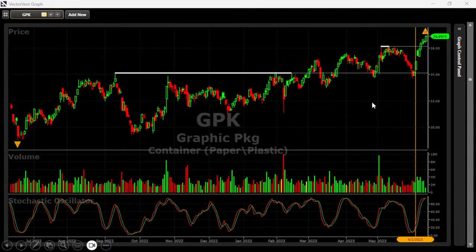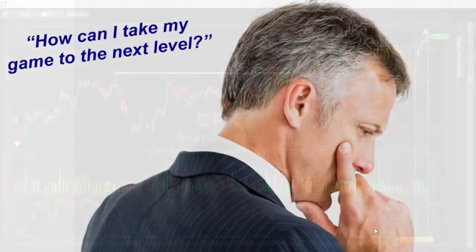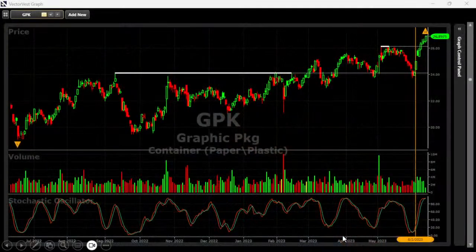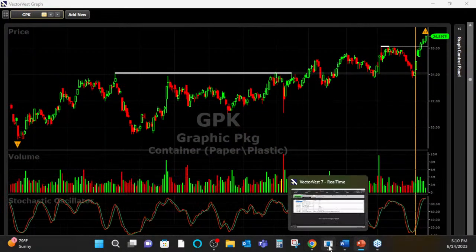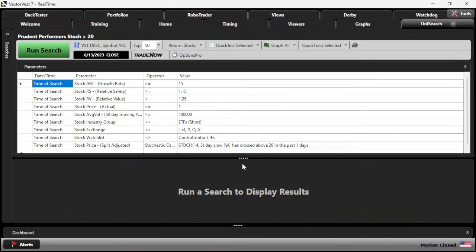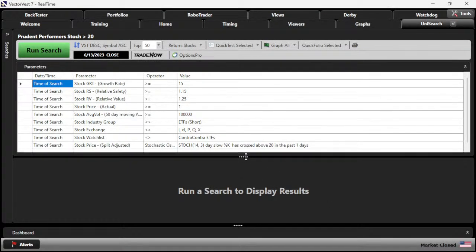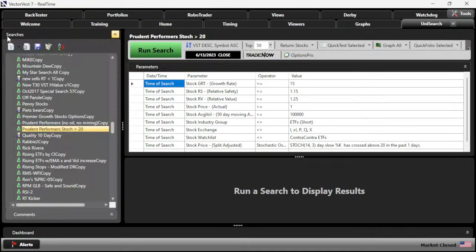Here's another one. Perfect. GPK. Stock goes from bottom left to upper right. Nice chart pattern, higher highs and higher lows, but really strong level of support here with a couple of really nice buying opportunities when the stochastics oscillator went from below 20 to above 20. Let me hop into the program. Let me show you guys here that scan in real time.